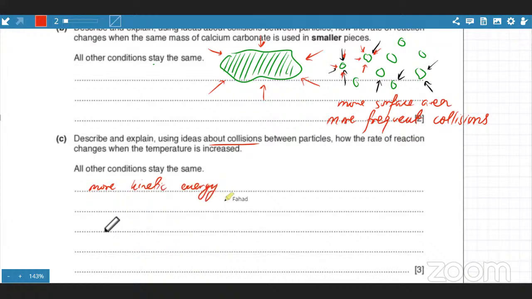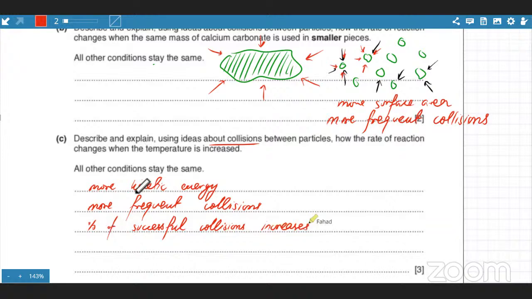So if they have more kinetic energy, they're going to travel faster. So you're going to have not only more frequent collisions, because they're traveling faster, they're going to bump into each other more. And because they have more energy, they're going to bump into each other with more speed as well. So the percentage of successful collisions also increases. The collisions would be more successful because they would be more energetic.